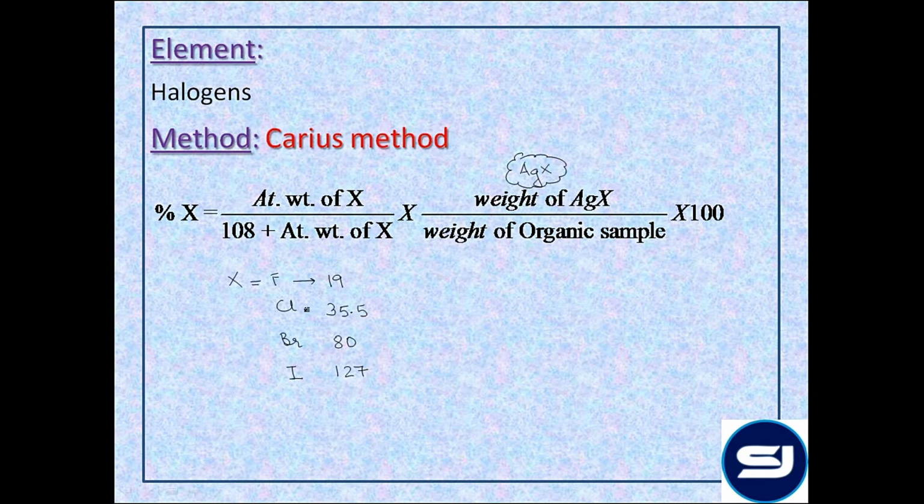So let's say the question is about the estimation of chlorine. In that case, the formula would be atomic weight of chlorine, which is 35.5, upon atomic weight of silver chloride, which will be 108 plus 35.5, which is 143.5, into weight of silver chloride upon weight of organic sample into 100. So it's a simple method of estimating the percentage of halogen. Now let's have a look at the example.